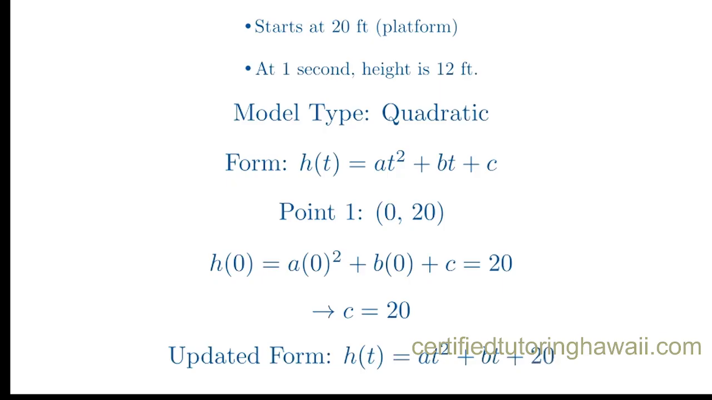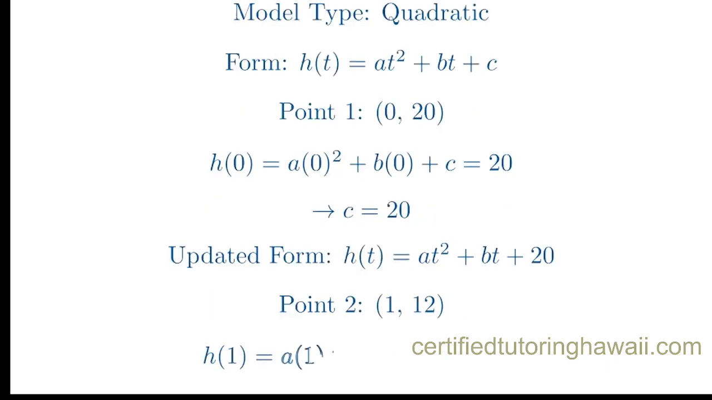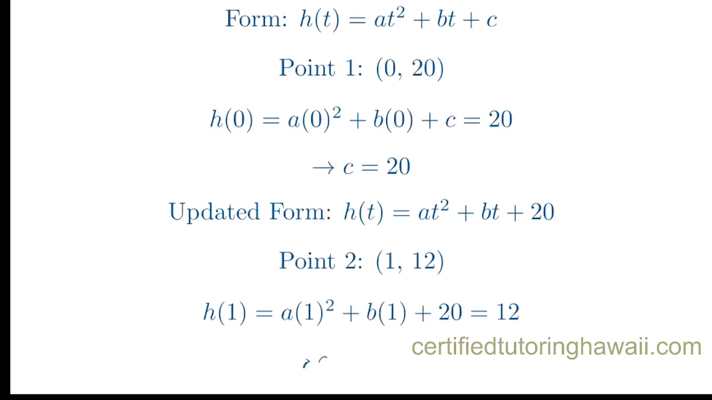Next, the problem tells us that after 1 second, the diver's height is 12 feet. This gives us the point (1, 12). Plugging this into our updated equation, we get 12 = a(1)² + b(1) + 20. This simplifies to the equation a + b = -8. We have one equation but two unknowns, a and b. This means we need more information to find a unique quadratic model. We need a third point.